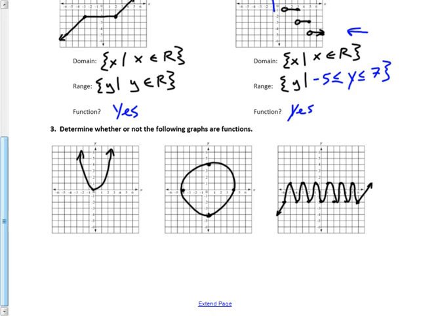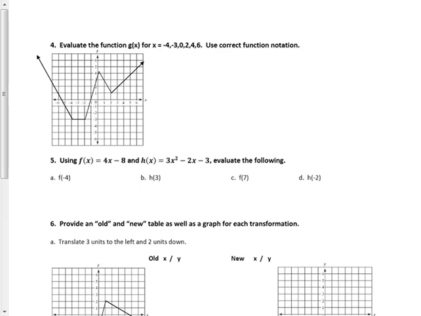Determine whether or not the graphs are functions. That's a vertical line test. This is yes. This one's no. And this one's yes. Each point, that graph continues going on to the left and to the right.